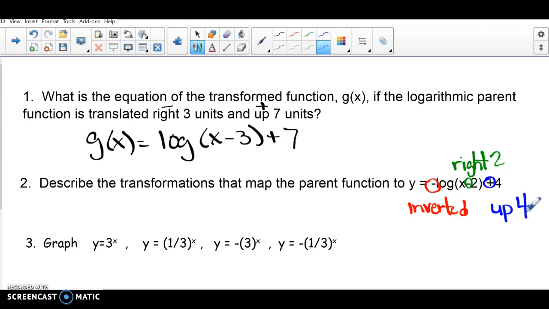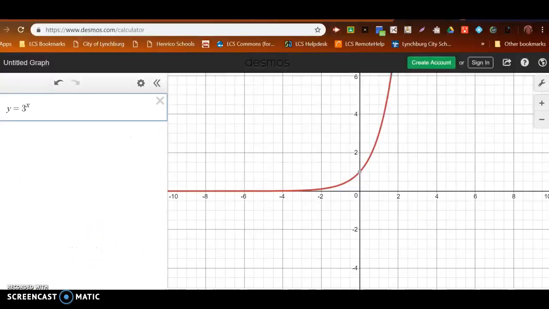On your test, you will have to graph and match each graph to a parent function. So if you graph y is equal to 3 to the x power, you would put into Desmos or your graphing calculator y is equal to 3 to the x power. This is your equation. I have a graph, and you would just simply match this equation to that graph.